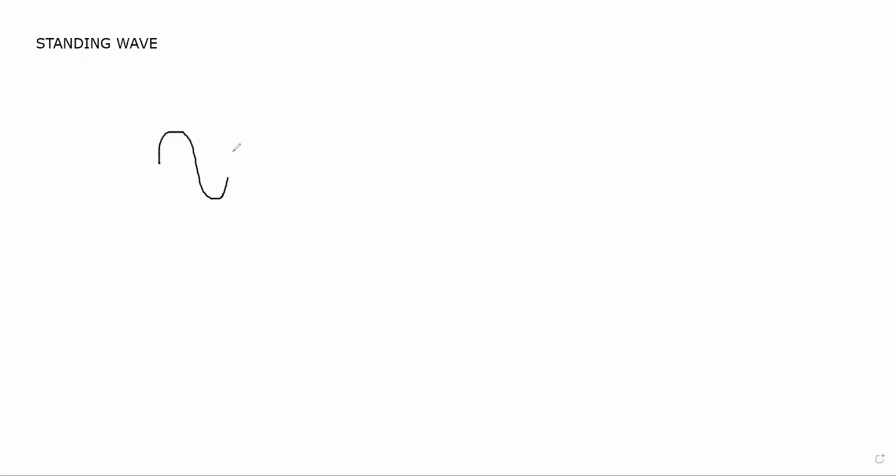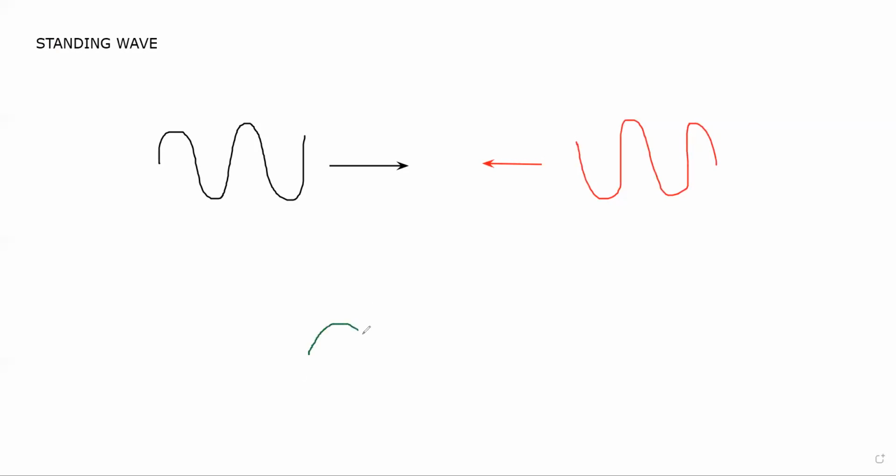For example, two progressive waves, two waves which can change their position, are traveling in opposite direction. When two waves traveling in opposite direction combine with each other, they give rise to a standing wave, the resultant of the two progressive waves. As a result, at some points they increase the effect of each other, and there are some points where they decrease the effect of each other.